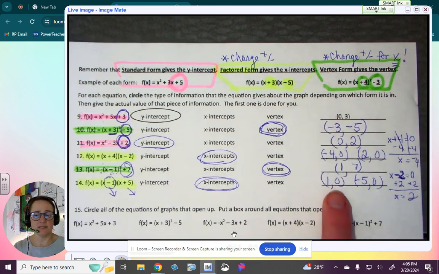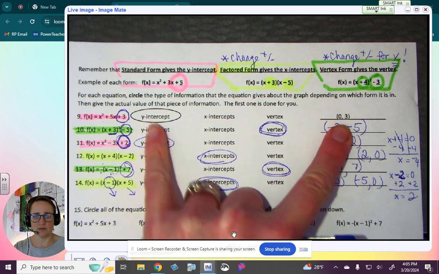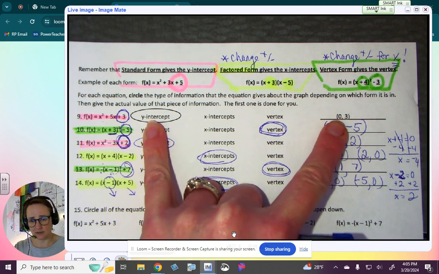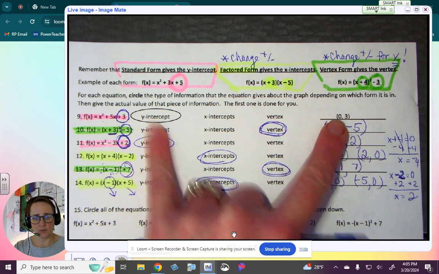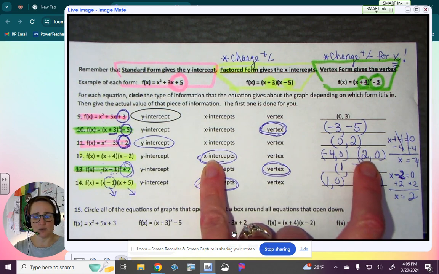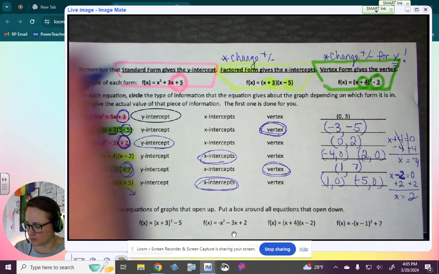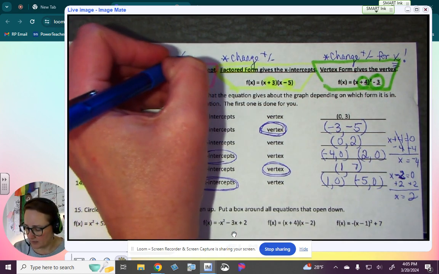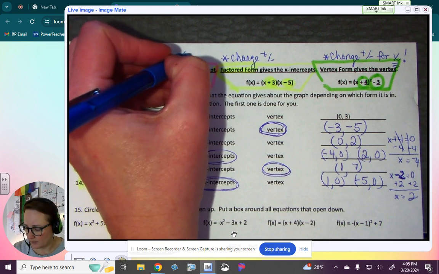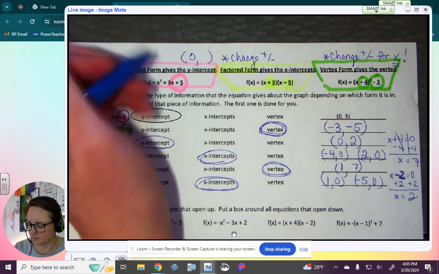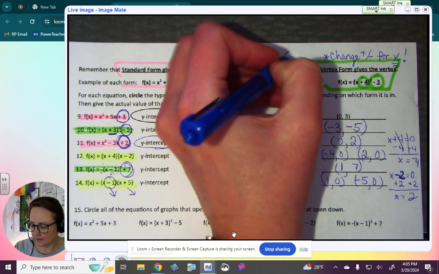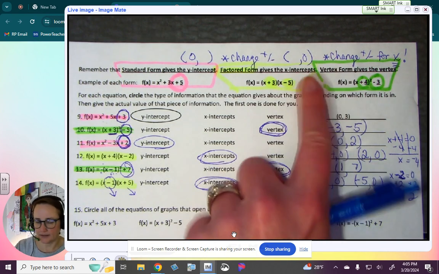Be careful. Please make sure that your x's and y's are in the right spot. Notice that when we have the y-intercept, x is 0. When we have an x-intercept, y is 0. So if you need to say it, we're going to use the y-intercept when x is 0. X-intercepts are when y is 0.